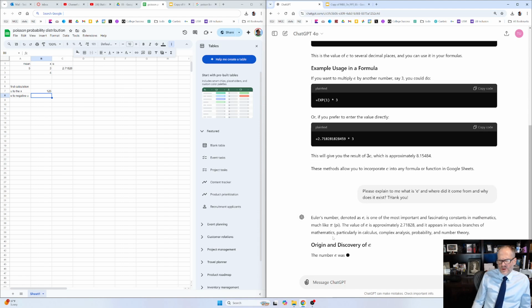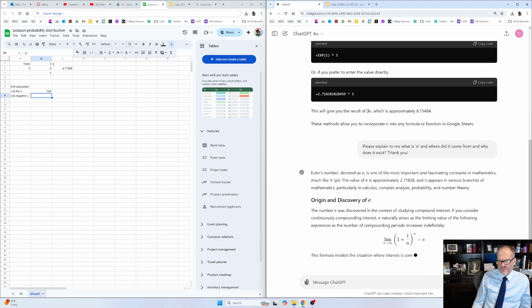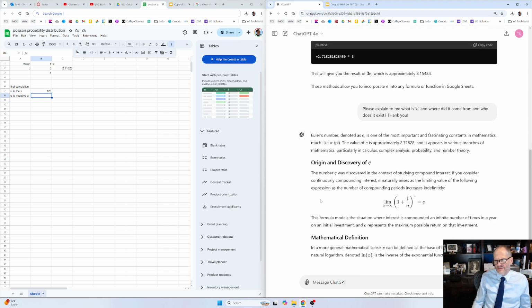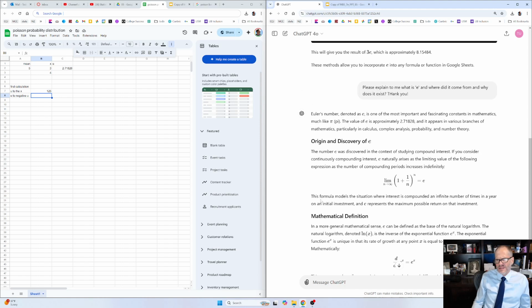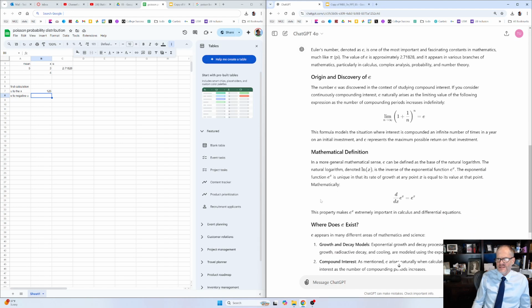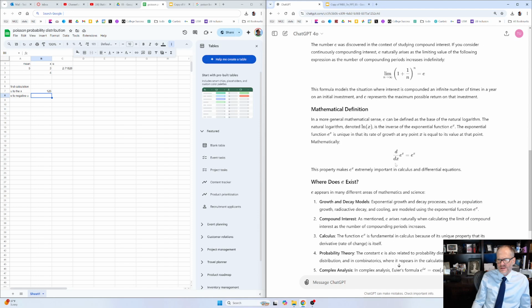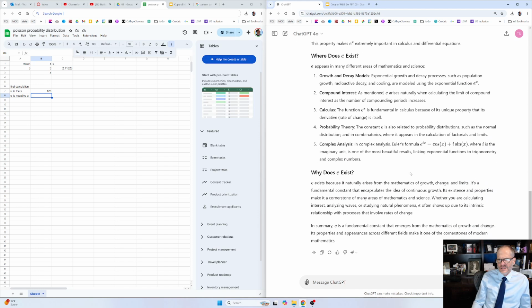Euler's number, denoted as e, so I guess e from Euler, is one of the most important and fascinating constants in mathematics, much like pi. The value of e is approximately that, and it appears in various branches of mathematics, particularly in calculus, complex analysis, probability, and number theory. Origin and discovery of e: where does e exist and why does e exist? It naturally arises from the mathematics of growth, change, and limits.